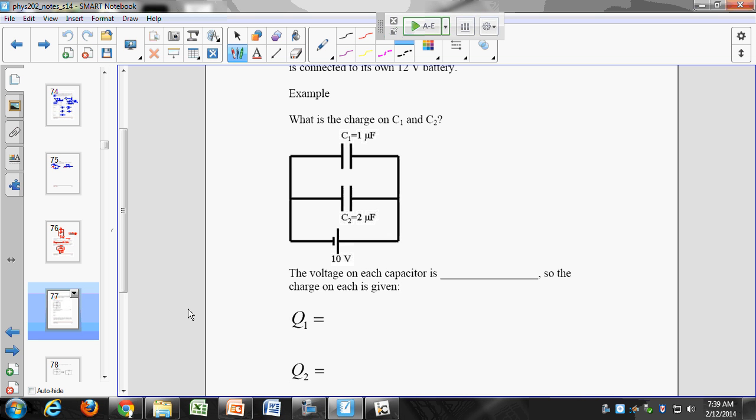I want to know what is the charge on C1 and C2. Now we had some rules about capacitors in parallel. Do you remember what they were? All right, yeah, so they have the same voltage. What was the second rule about the equivalent capacitance? How do you find the equivalent of capacitors in parallel?